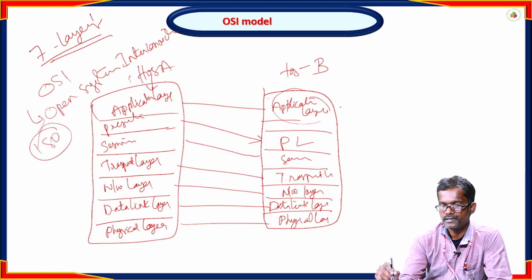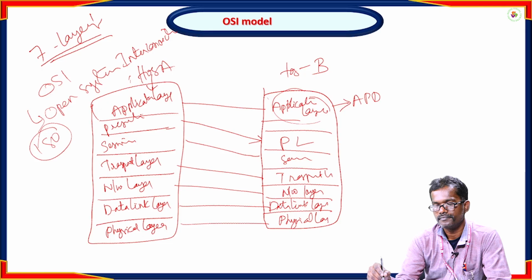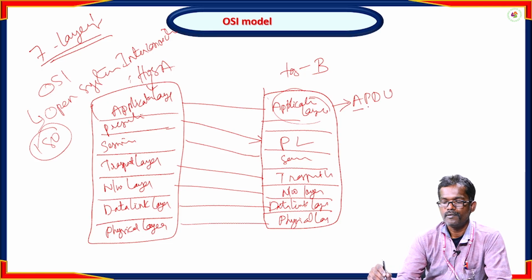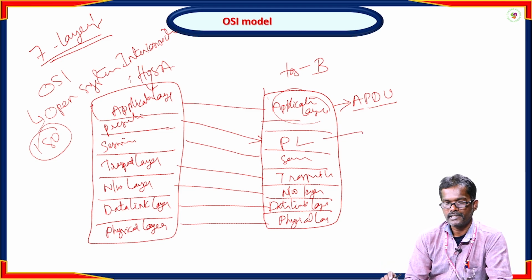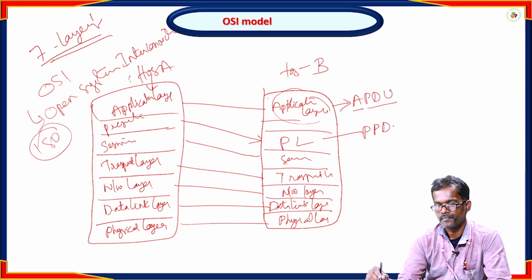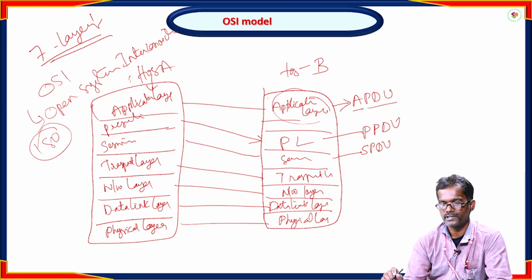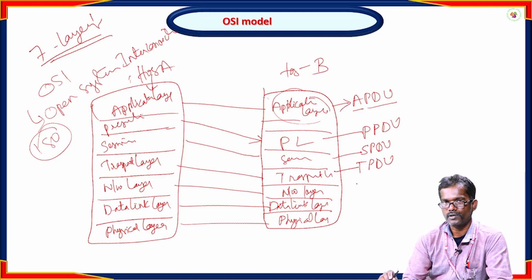For this, the data present in the application layer is called APDU, the Application Protocol Data Unit. The data in the presentation layer is PPDU, the presentation protocol data unit. In the session layer, it is the session protocol data unit. In the transport layer, it is TPDU, the transport protocol data unit.